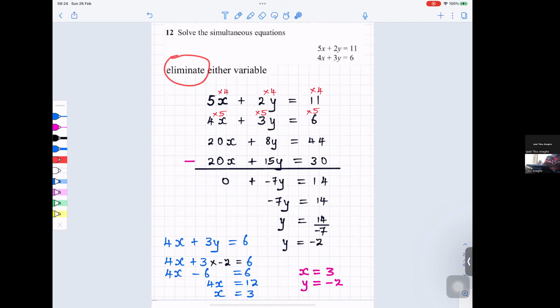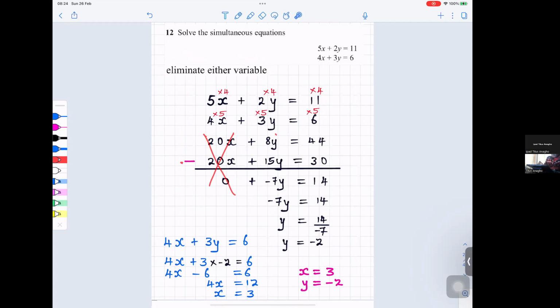eliminate means you subtract now, and x will disappear. x will become 0, and the variable was x. So eliminate now means subtract. The variable is x. So 20 minus 20 is 0. There's no more x. x is gone.